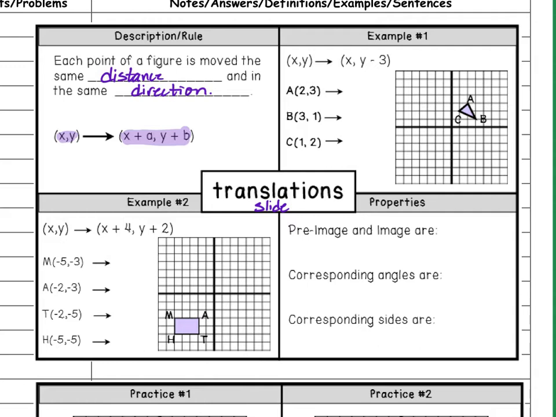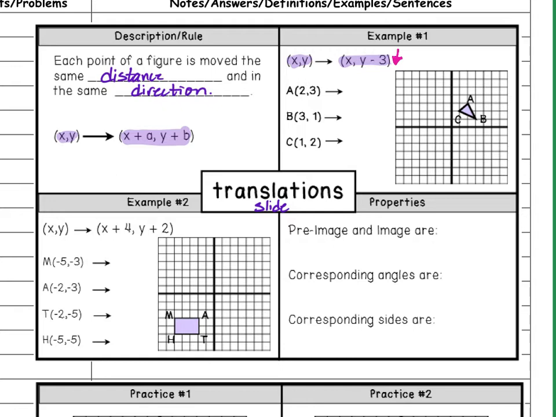So if I look at the directions that they give me, for example, number one, it says (x, y) goes to (x, y - 3). So my x is going to stay the same, but they're doing something to my y. What are they doing? Well, it's minus 3. So that means I'm moving down 3. So only the y is moving down 3. The x is staying in the same place, right? Is everyone okay with that?